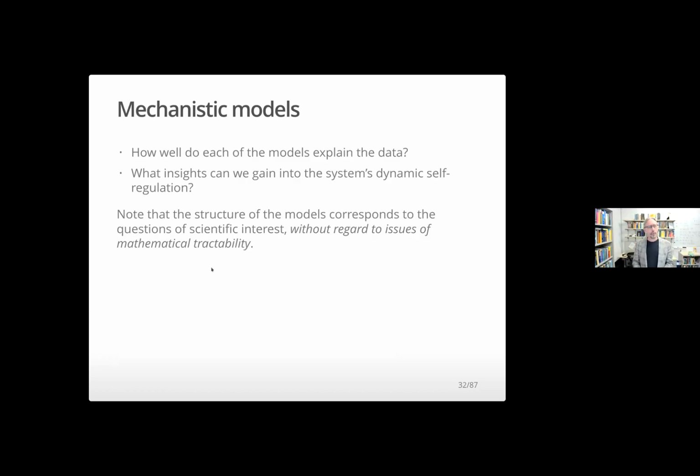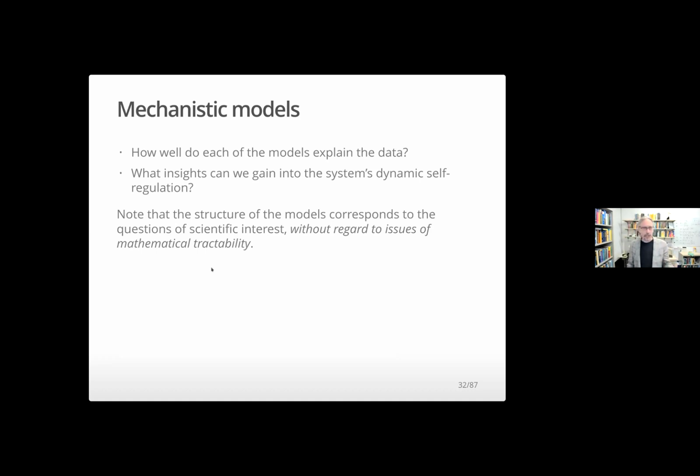So the models that I've very crudely described to you are attempts to capture the mechanisms, to describe these different mechanisms. And so the questions that arise are, how well do the various models that lie nested inside of those diagrams that I described to you explain the data? And what kinds of insights can they give us into the nature of the system's dynamic self-regulation?